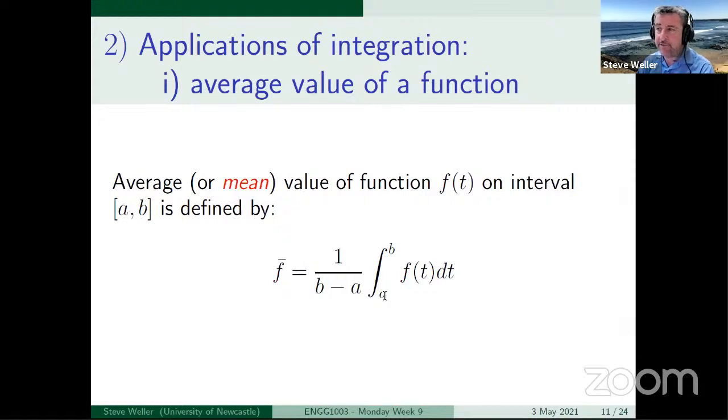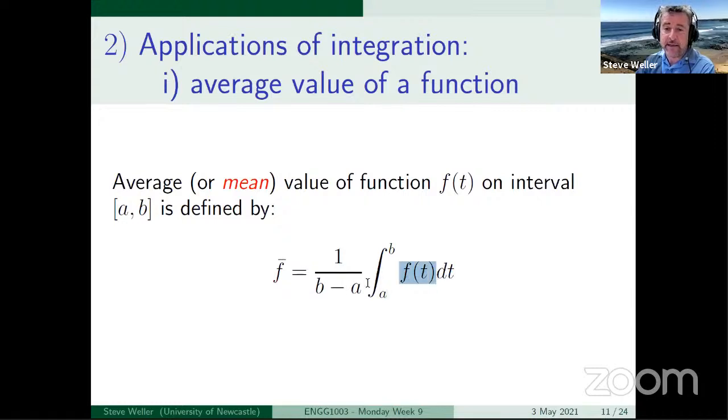So this works for an arbitrary function f, provided it's... it actually works for an arbitrary value of f. And we write that mean value. It's very common to express the mean value with a bar over the top. So f bar is read as the mean value of f, or mean of f, or mean f, something like that. But there's various names for it. Think of it as the average value. It's the average value of f over the interval a to b.